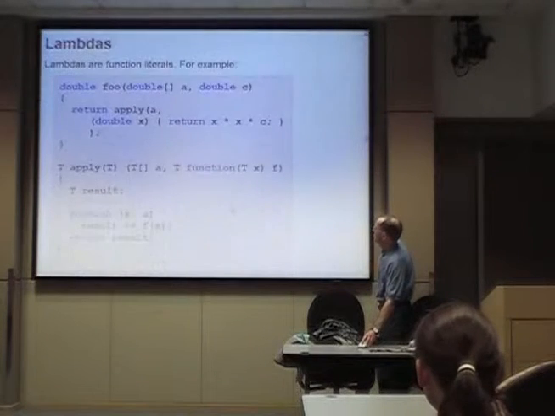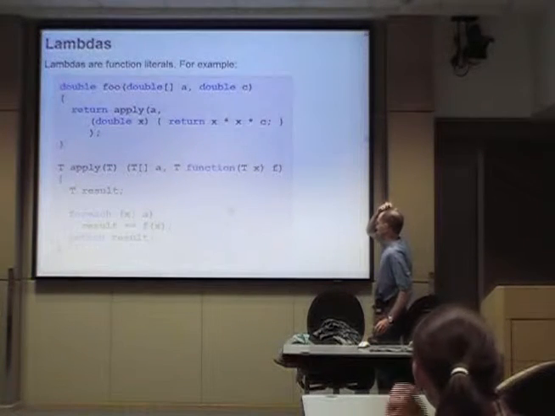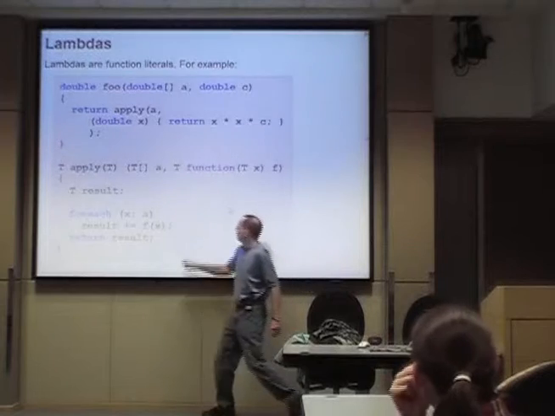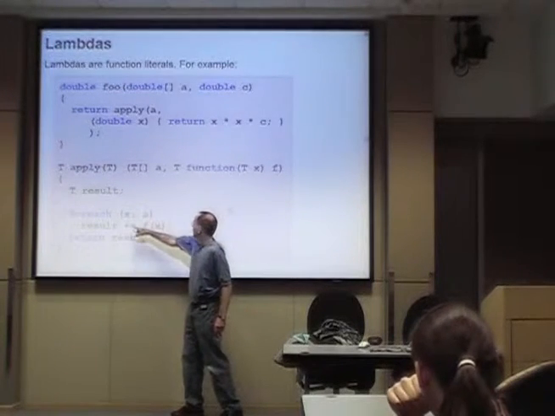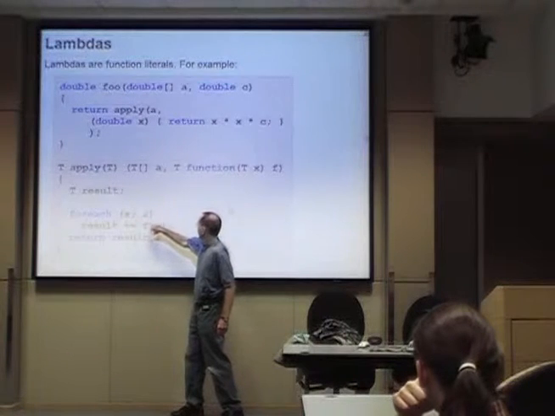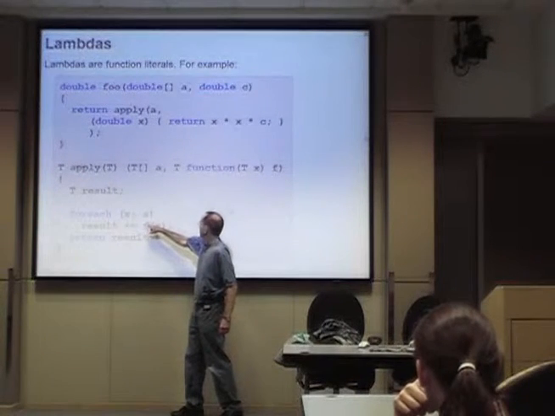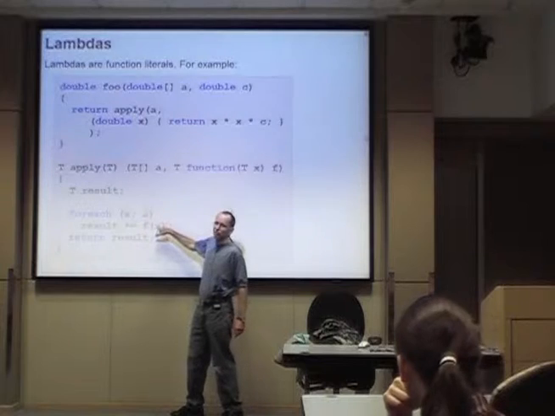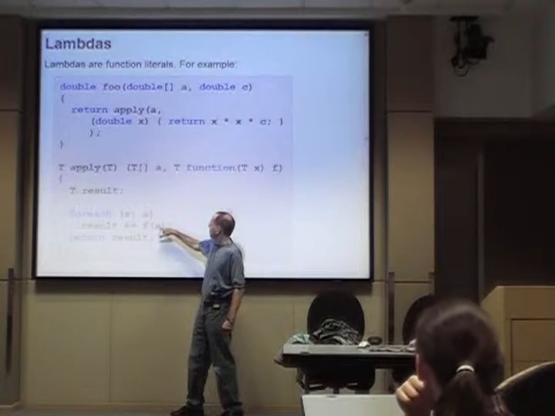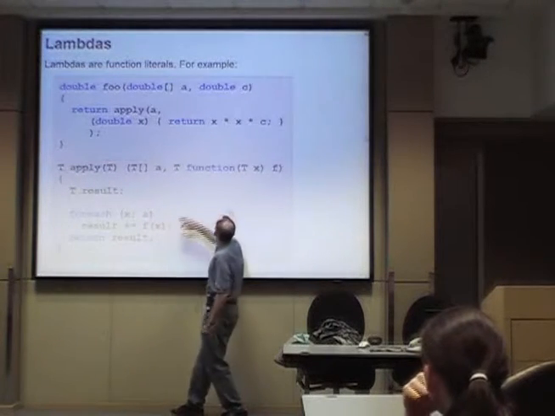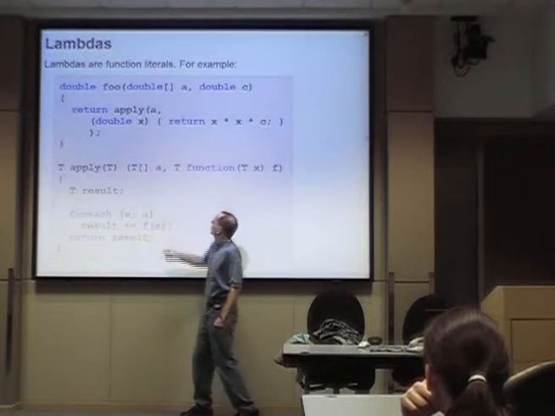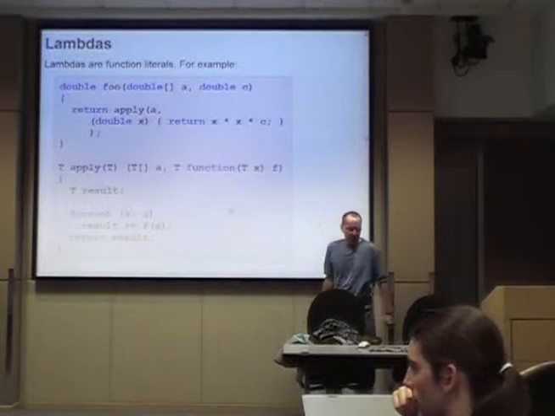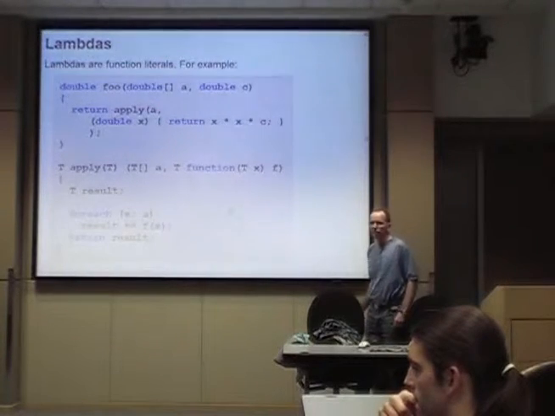And here's my apply template, which loops over the array with a foreach loop. It takes my function f, passing the element of the array for each member of the loop, which executes that code up there, sums them all up, and returns the results. So that's really all there is to lambda functions.